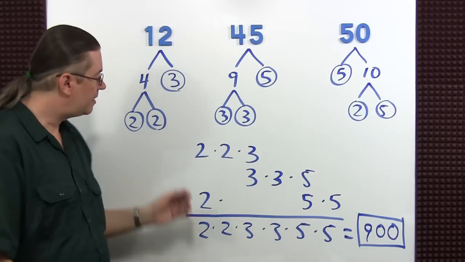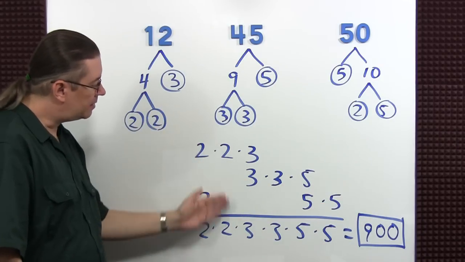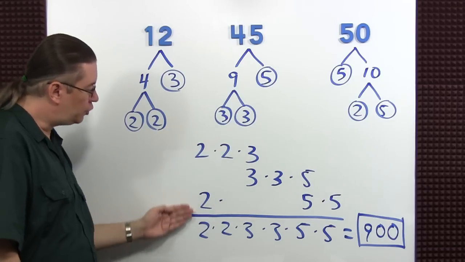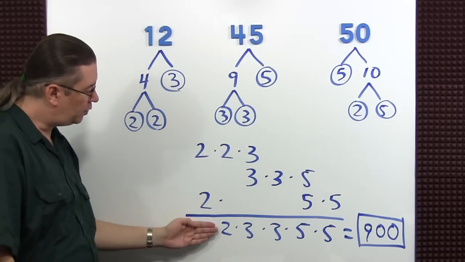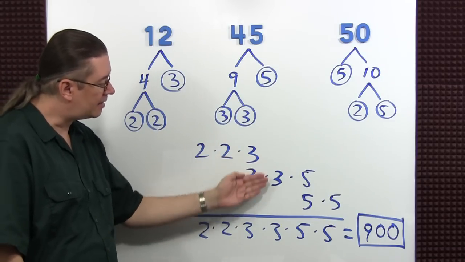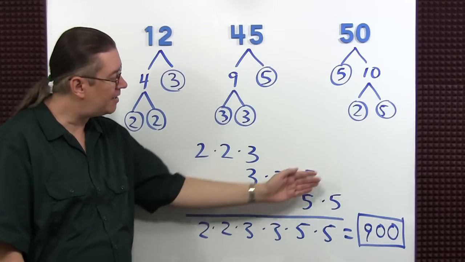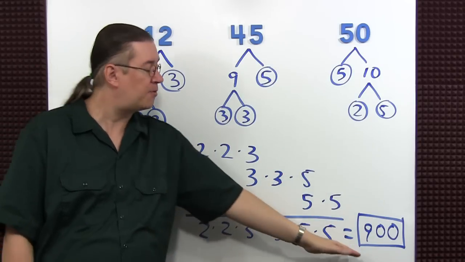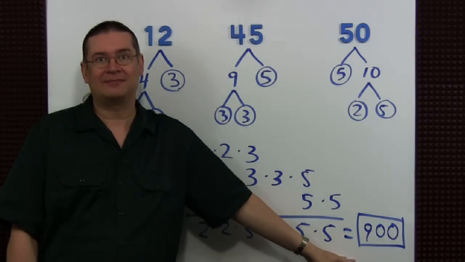For the final answer, just imagine these columns. So you have 2 times 2 times 3 times 3 times 5 times 5 is equal to 900.